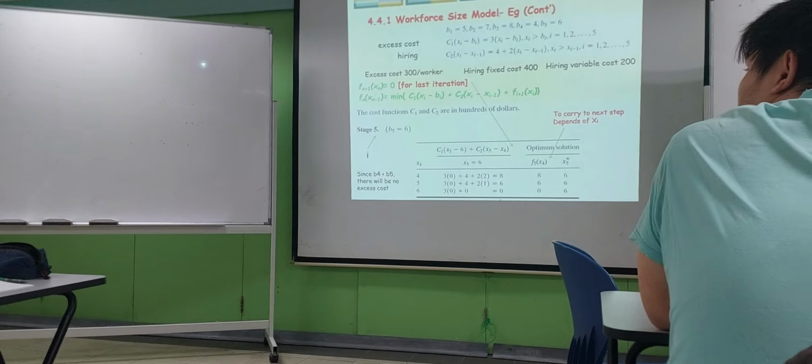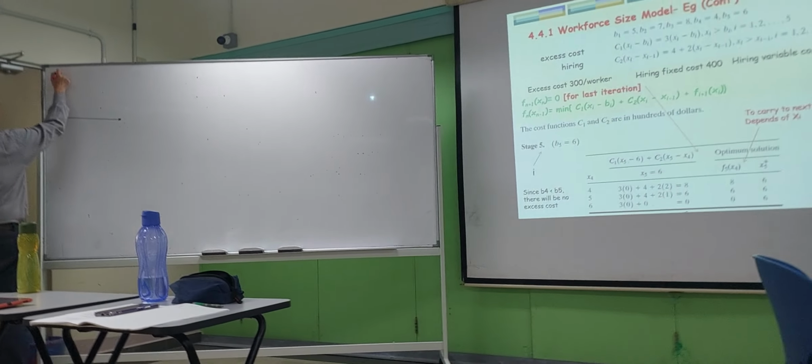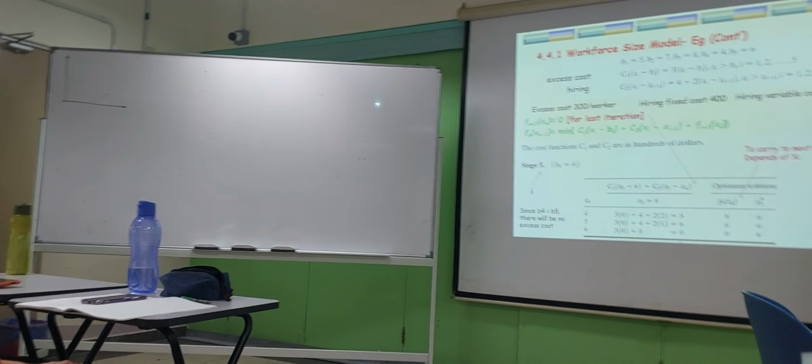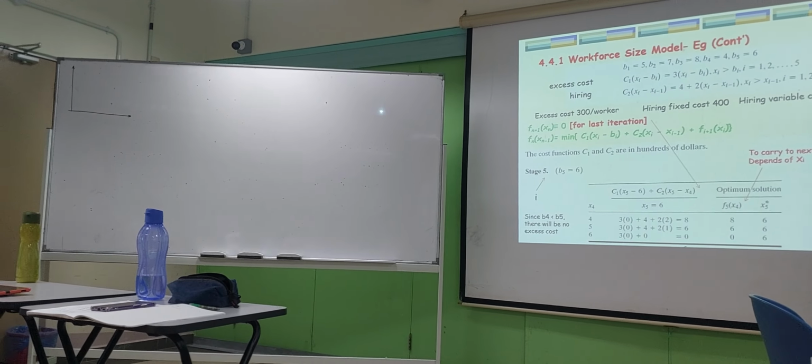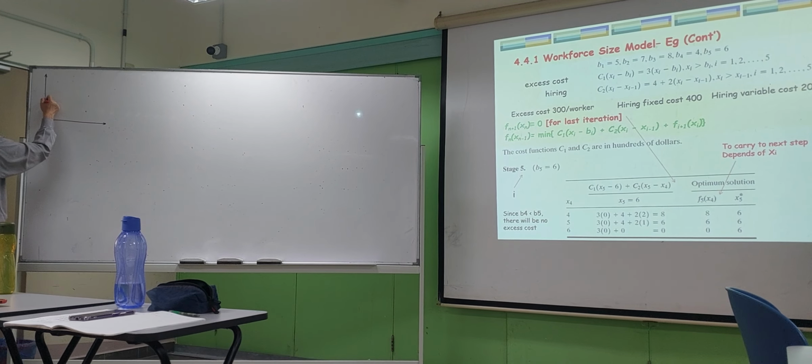Okay, now, first step, when you start, you do this. That will be the easiest way to make. Okay? So, how many workers you need? 5, 7, 8, 4, 6. Okay, so you draw this.